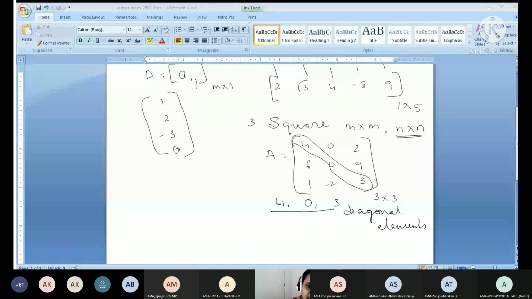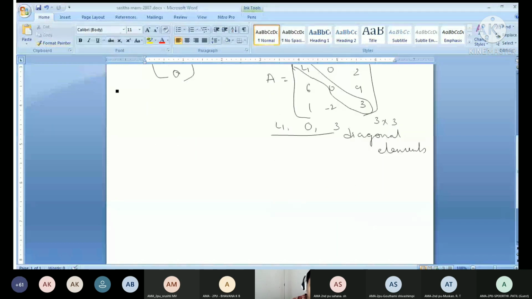Okay. Next one, the fourth matrix, is the diagonal matrix. So what do you mean by diagonal matrix? A square matrix is said to be a diagonal matrix if the non-diagonal elements are 0. I will write 2 0 0, 0 4 0, 0 0 5. This is a diagonal matrix.